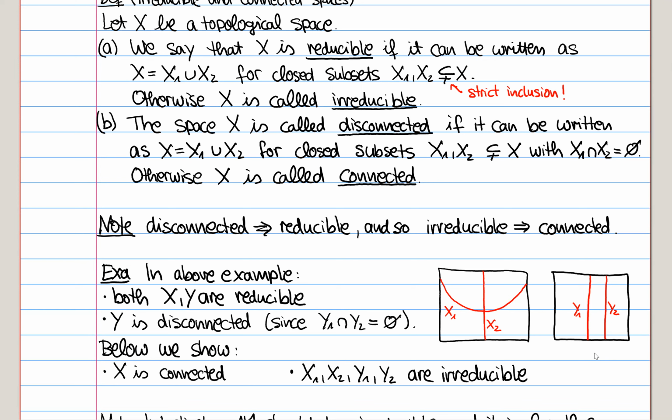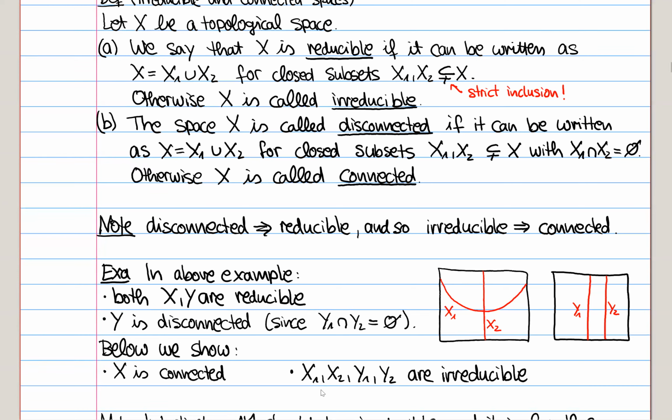What is a bit more tricky to see, or where you need a slightly longer argument, is that X is indeed connected. It's clear that X1 and X2 would not give you an example for this disconnected definition because they actually intersect in this point. You need to put in some more work to show that there's no such decomposition into two closed proper sets which are disjoint.